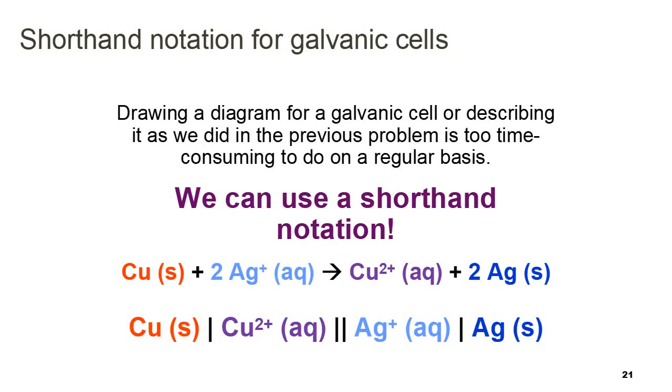As a matter of fact, drawing a diagram for a galvanic cell, or describing it as we have done in the previous problem, is tiresome and time-consuming to do on a regular basis. Thus, we use a shorthand notation.